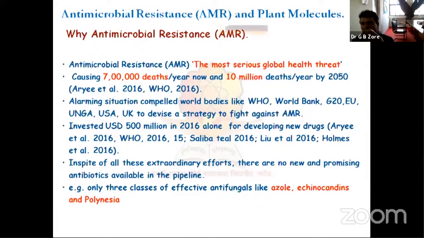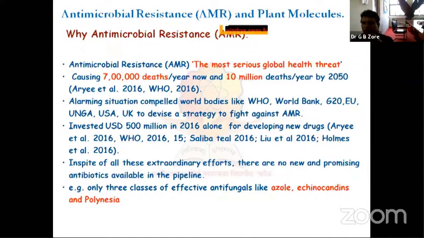And that's how we need to keep searching for novel antimicrobial agents. It is a constant interplay between the microorganism and the human or host body, and that's how antimicrobial resistance has become a serious global issue. So we are pouring money into the research of effective antimicrobial agents, but still there are no promising antibiotics available in the pipeline.